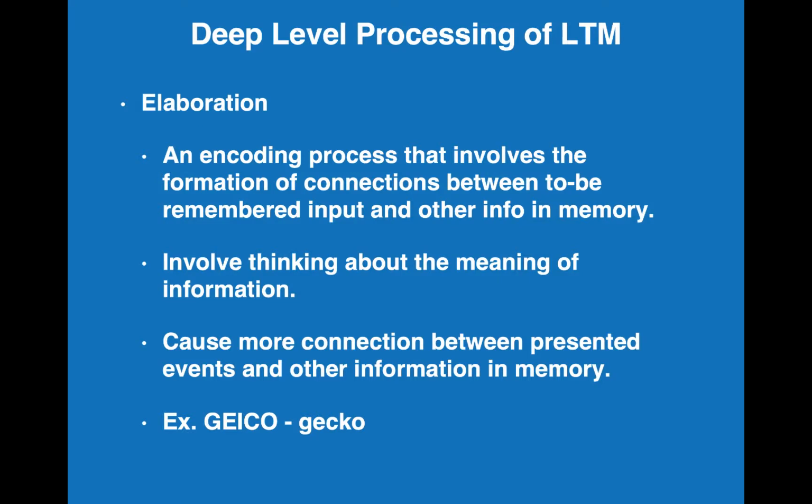Elaboration is another strategy for deep level processing of long-term memory. Elaboration is an encoding process that involves the formation of a connection between to-be-remembered input and other information in memory. Elaboration involves thinking about the meaning of information. Thinking about meaning rather than sound causes people to form more connections between the presented event and other information in memory.